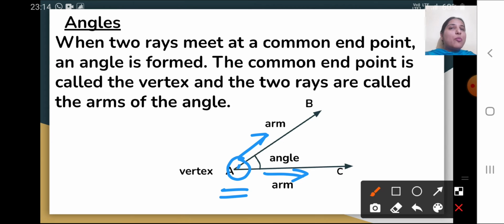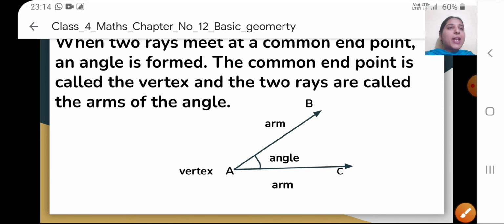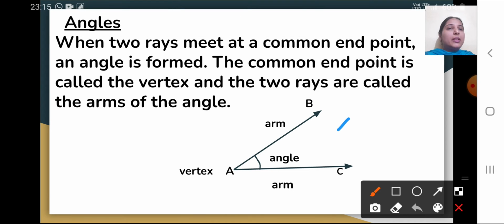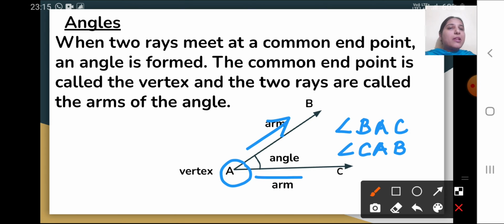So the common end point is called the vertex. Here this point A will be called the vertex of this angle, and the angle formed here will be called angle BAC, or you can also name it as angle CAB, where A is the vertex and ray AB and ray AC are the arms of this angle.